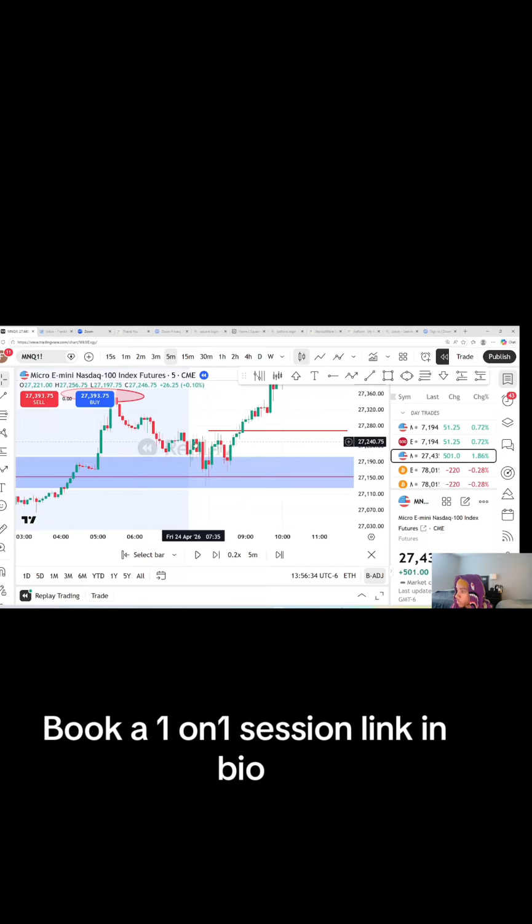The correction is over once we start making higher highs. So boom, right here we're making lower lows. Oh, higher high, higher high. You could have entered off this right here and put your stop losses somewhere around this area right here if you really wanted to.